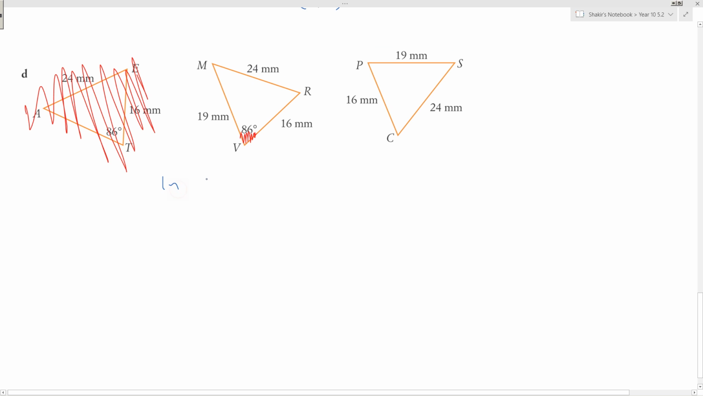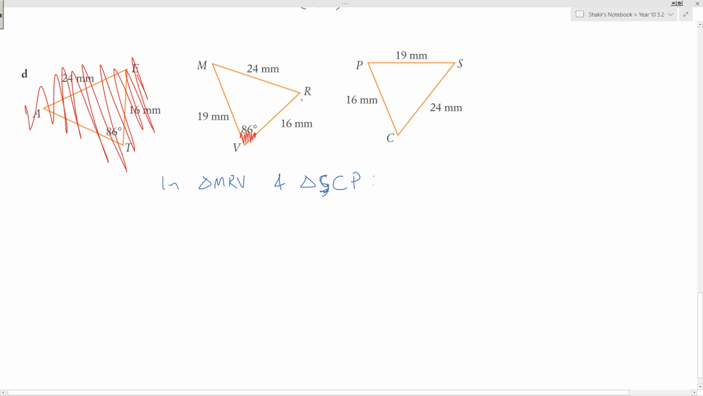Last one, and this is side, side, side. So in triangle, let's see, MRV, and triangle, C, my daughter's saying C. So M was between 24 and 19. So it's supposed to be S, actually. S. And then we did R. R is between 24 and 16, so it's going to be C and then P. So we'll do SCP. In those 2 triangles.